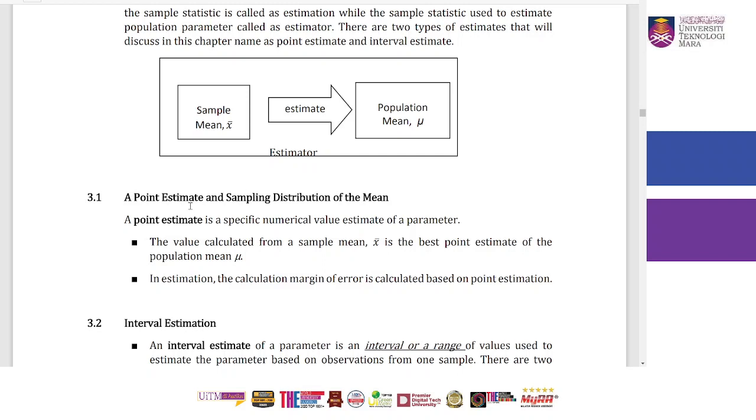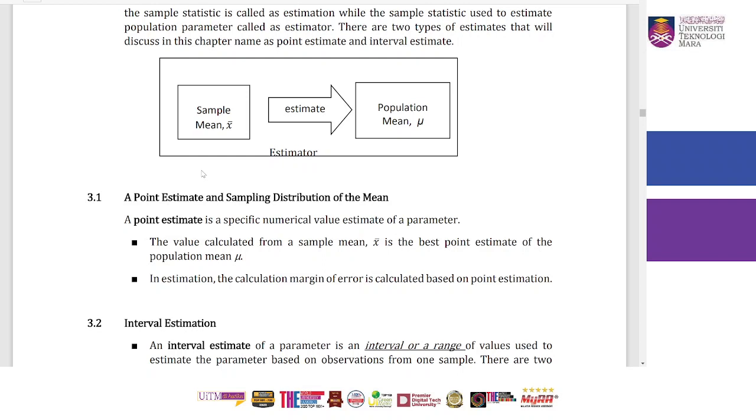So, we're going to look at the point estimate but in detail, basically, we are looking at the interval estimation in this topic. Okay, itu yang kita lebih penting. But to obtain interval estimation, we need the point estimate to be calculated first before we can obtain the interval estimation. Sebab dia mesti ikut proses, dia ada proses dia.